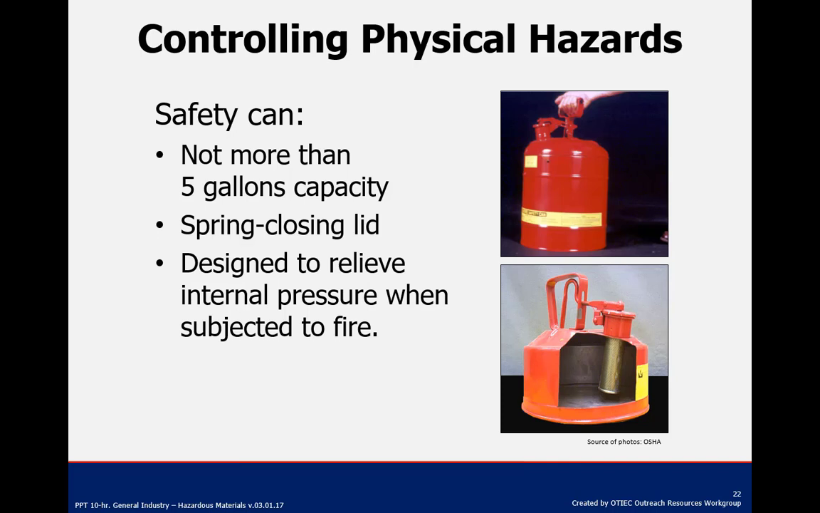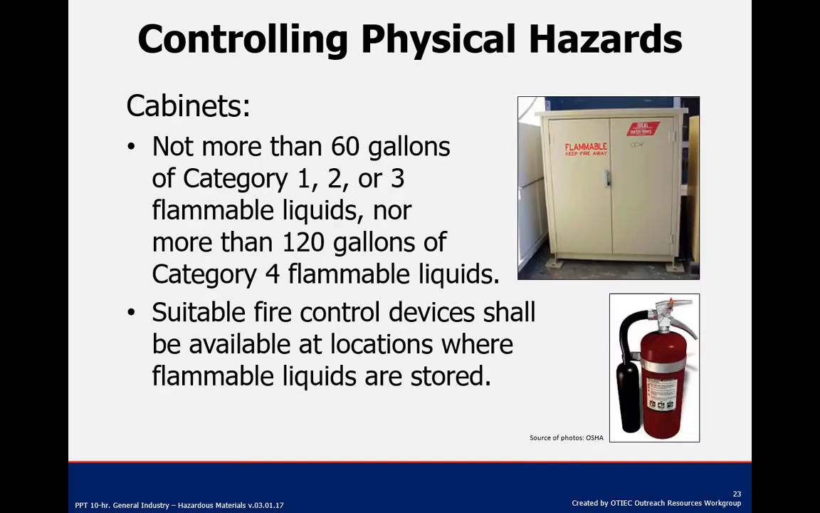Safety cans shall mean an approved container of not more than 5 gallons capacity, having a spring closing lid and spout cover, and so designed that it will safely relieve internal pressure when subjected to fire exposure. Cabinets, maximum capacity not more than 60 gallons of Category 1, 2, or 3 flammable liquids. No more than 120 gallons of Category 4 flammable liquids must be stored in a storage cabinet. Extinguishers, suitable fire control devices such as a small hose or portable fire extinguisher shall be available at locations where flammable liquids are stored.